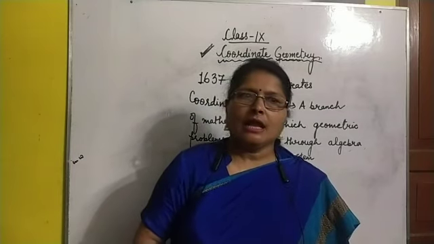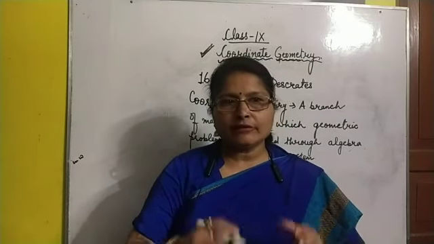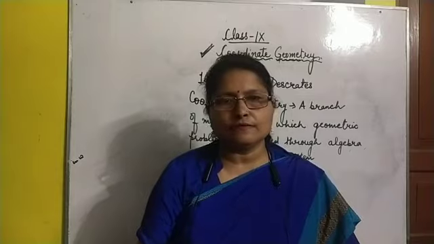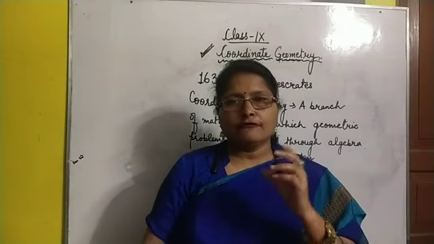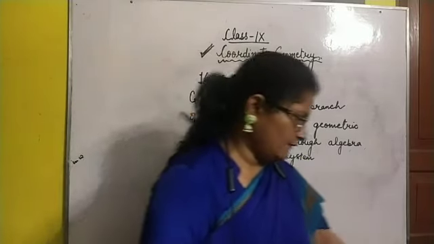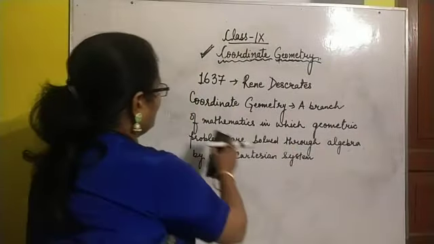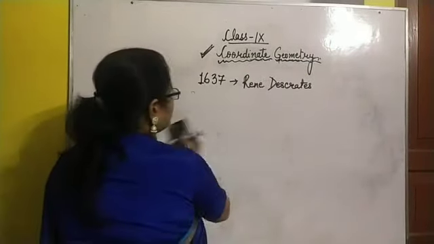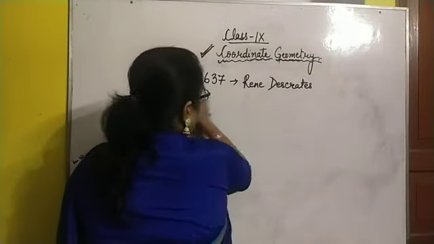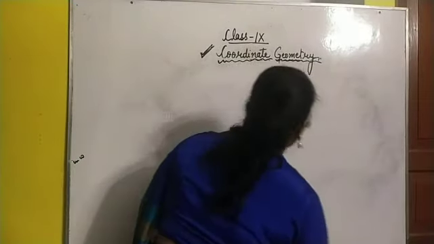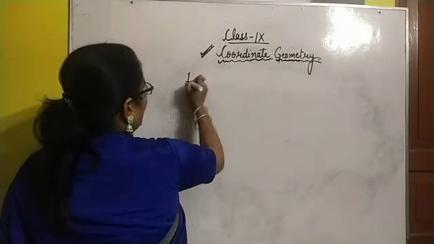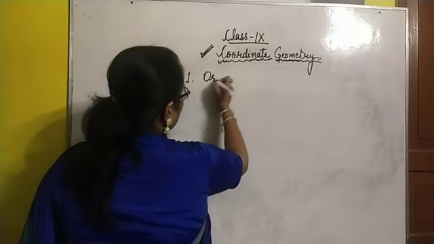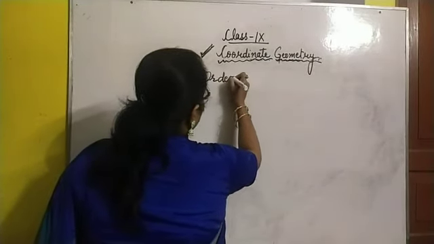In coordinate geometry we will see a few concepts, a few topics. First is the ordered pair. First thing is the ordered pair. What will we know about it?